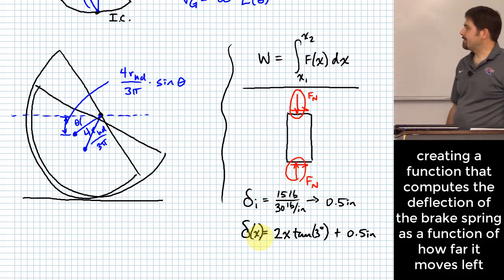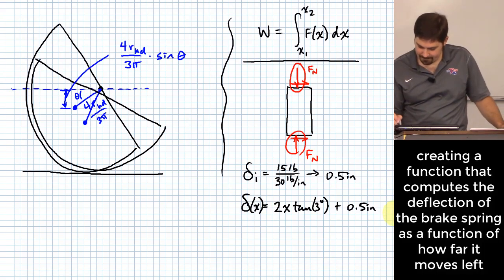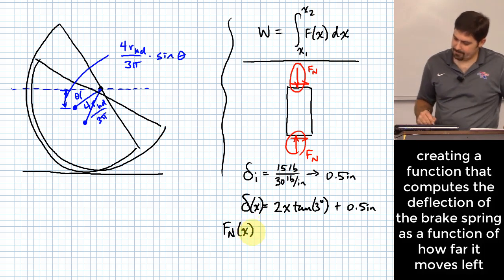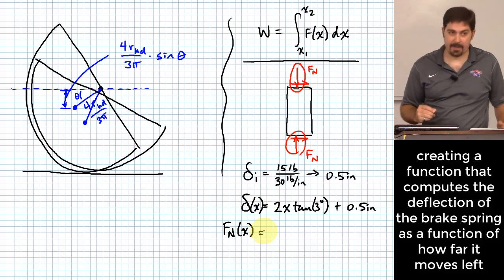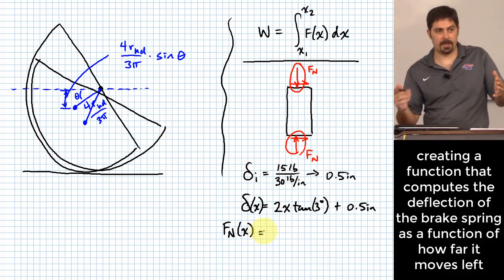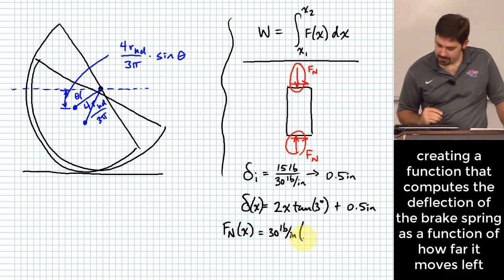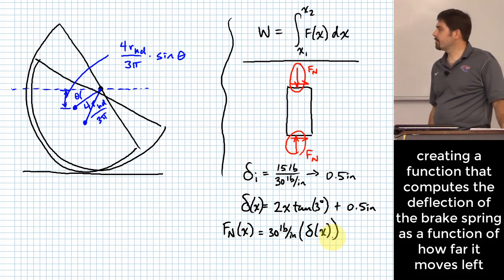All right. Well, that's kind of interesting. What does that mean now for Fn? All I have to do is take my delta now and multiply it by my spring constant, 30 pounds per inch times delta as a function of x. All right? Do you agree with that?